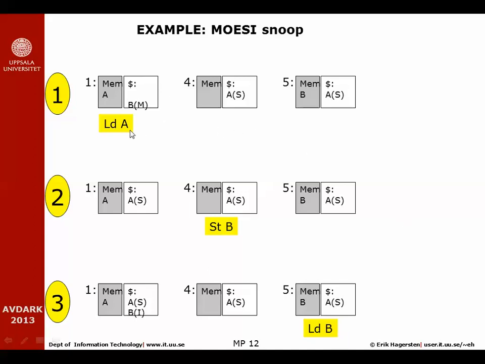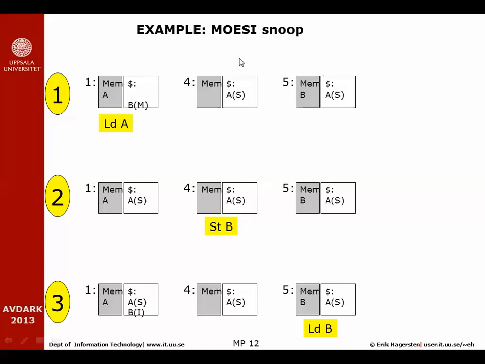So what we have here is a situation where we have a cache as well as one slice of the shared memory co-located in the same module. So it's the sum of all these memories that will constitute the total shared memory of the system. We can see that cache line A resides here to the left and cache line B resides to the right.